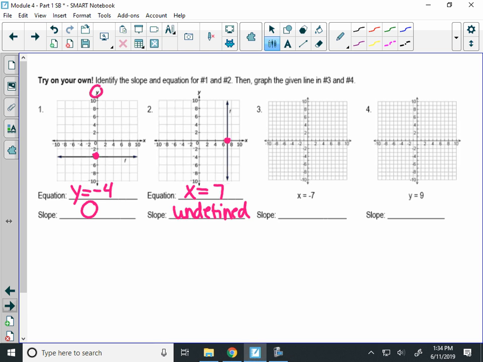Alright, x equals -7. That's a vertical line. So I go to x equals -7 on the x-axis and draw a vertical line there. The slope of a vertical line is undefined.